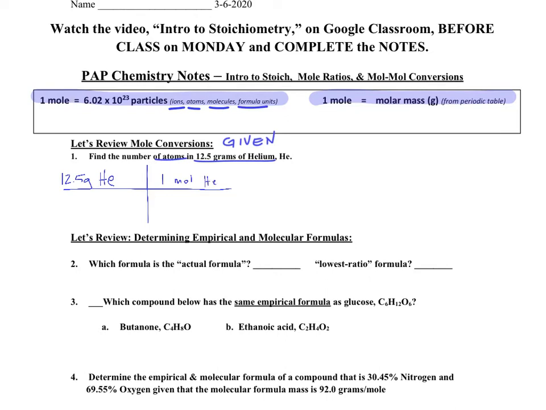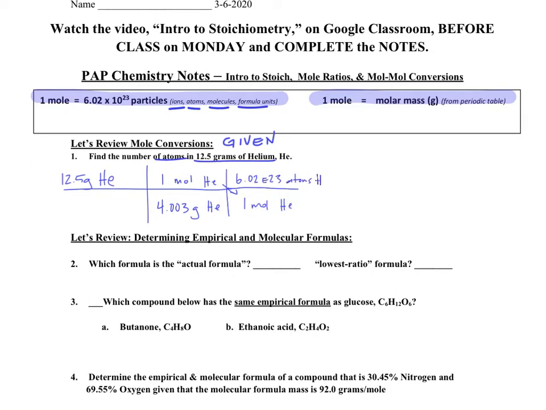And in 1 mole of helium, this is my molar mass conversion. I'm using the periodic table to determine that. So when I find helium on the periodic table, I realize it's got a mass of 4.003 grams. So 1 mole of helium is equal to 4.003 grams of helium. But I want to go to atoms of helium, so I need to take this another step further. So I bring down my units. 1 mole of helium is equivalent to 6.02 times 10 to the 23rd atoms of helium.